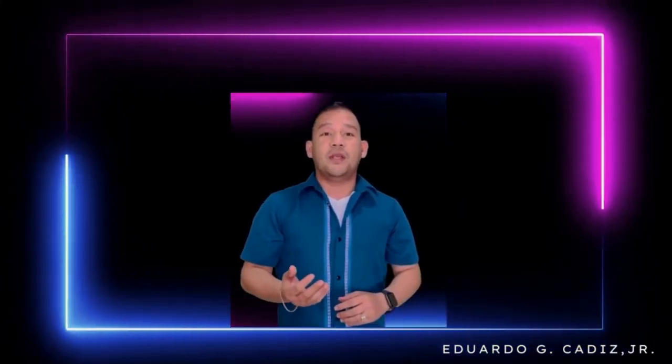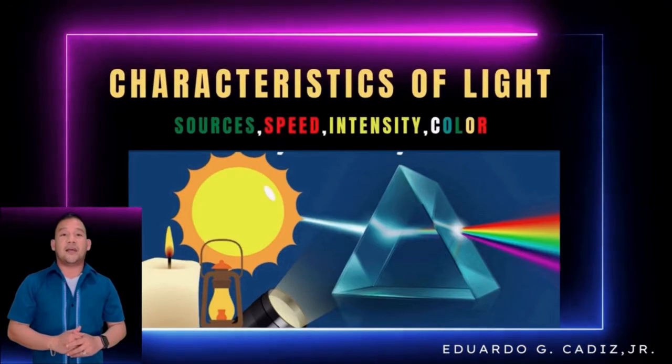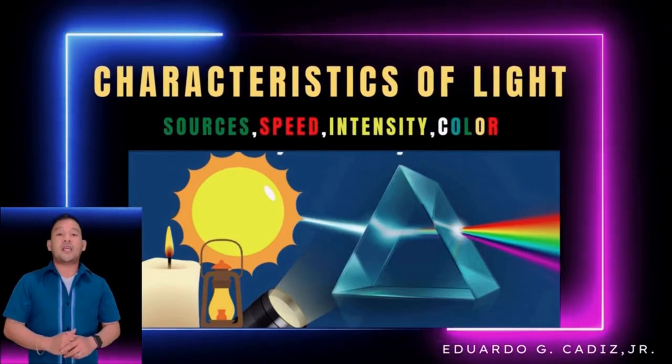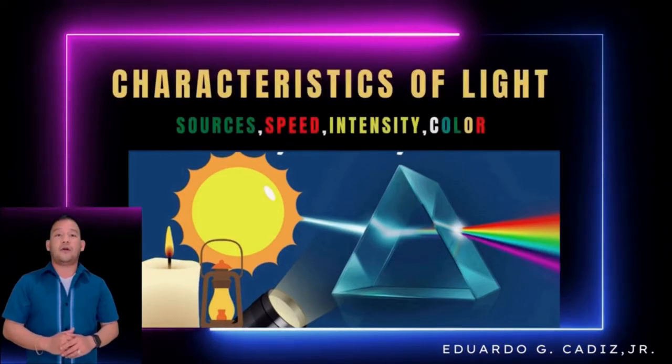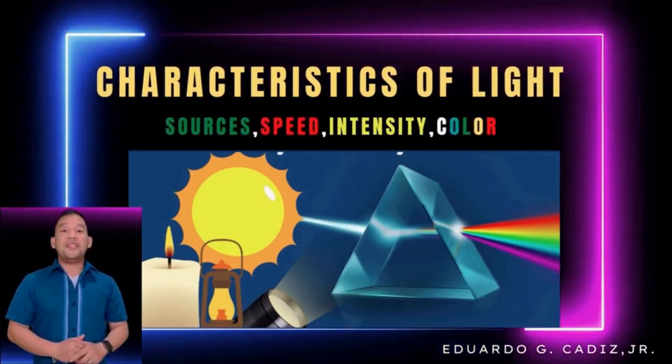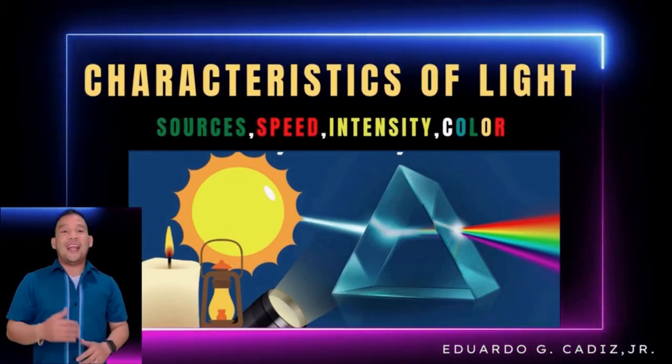Our today's episode is all about characteristics of light. We will discuss the sources, speed, intensity, and color. To grade 7 learners, are you ready to learn? Let's go!